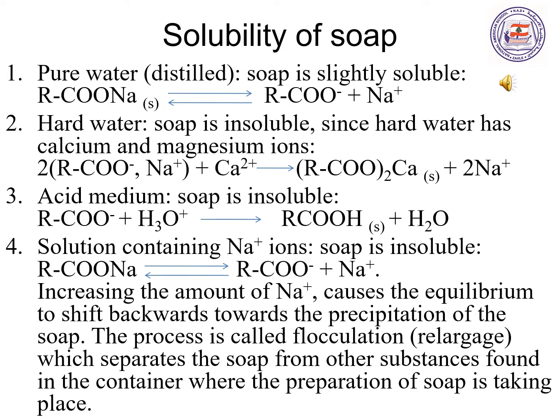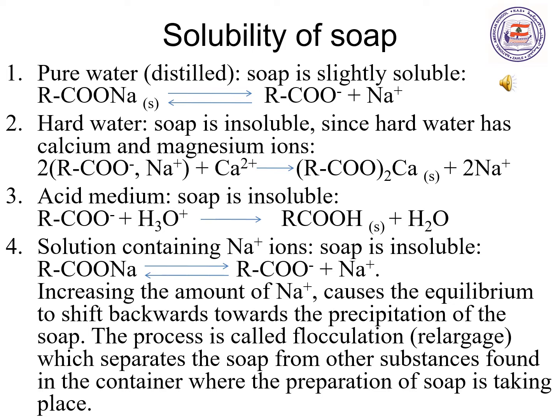Number 2, hard water. What is hard water to begin with? Hard water is the water that contains high quantities of calcium and magnesium ions. Soap is insoluble in hard water. And the equation shows why the soap is insoluble in hard water.